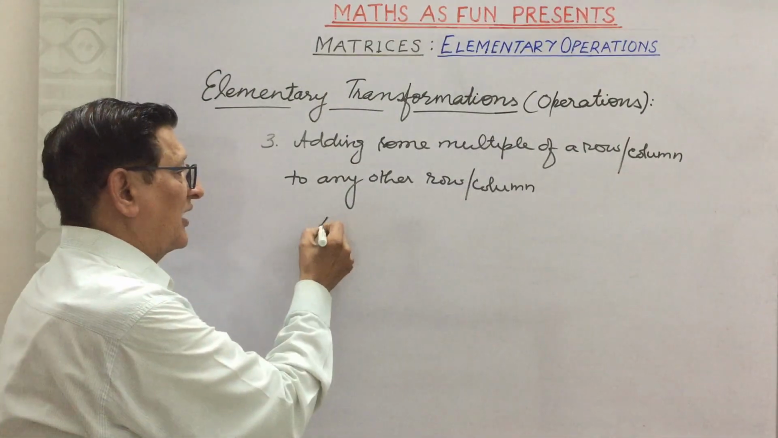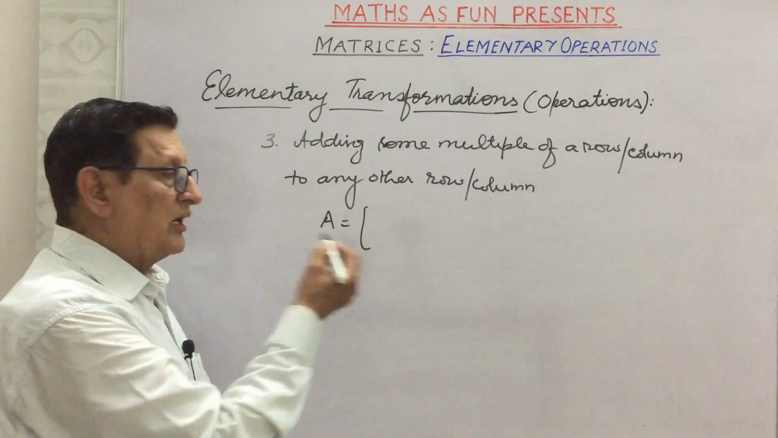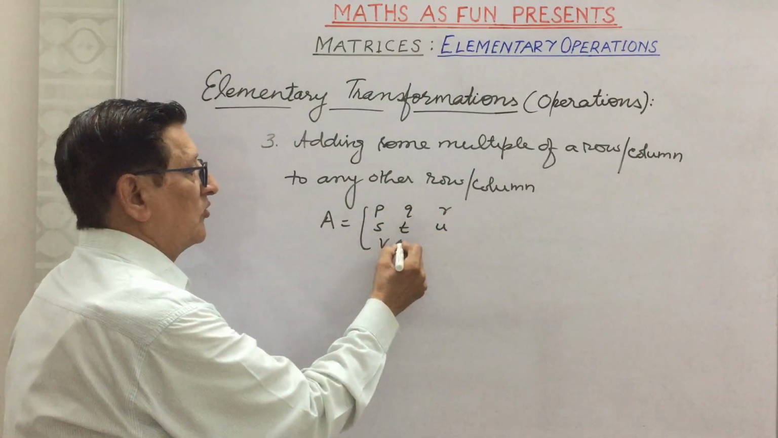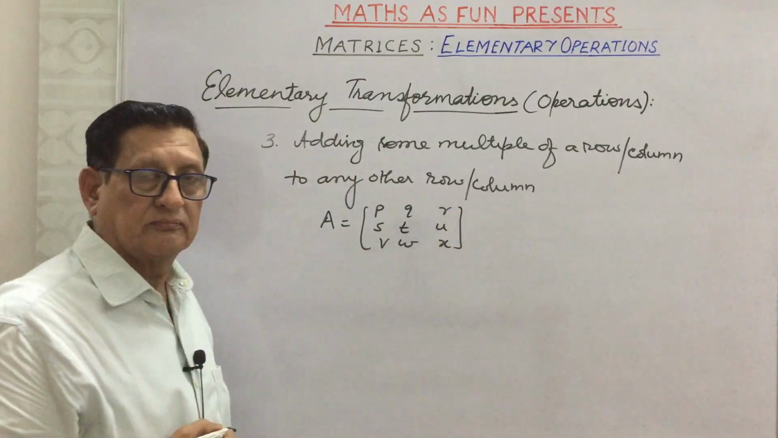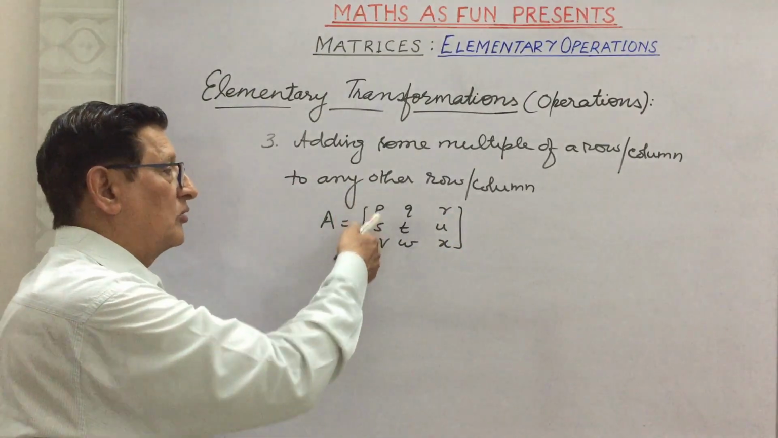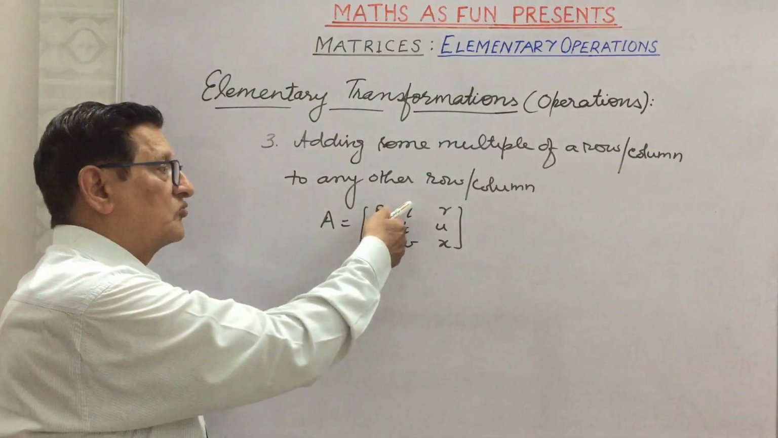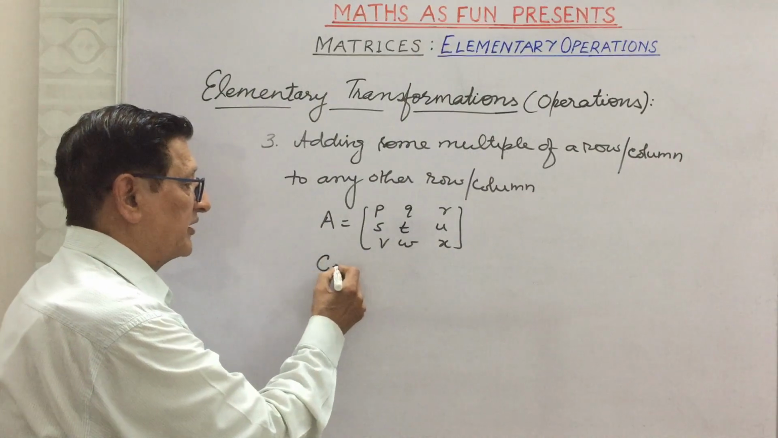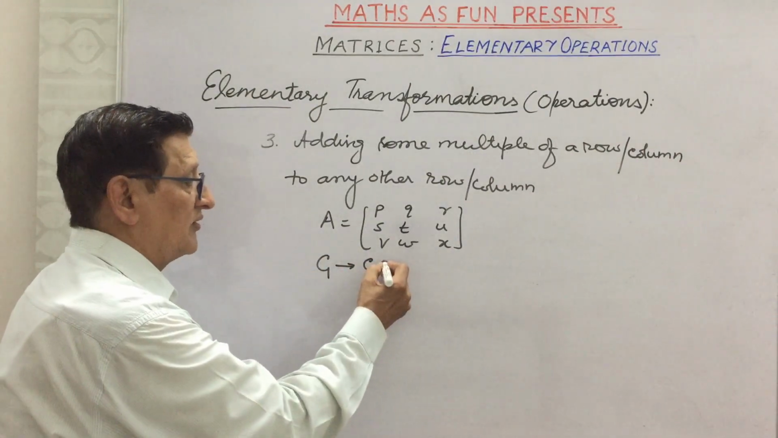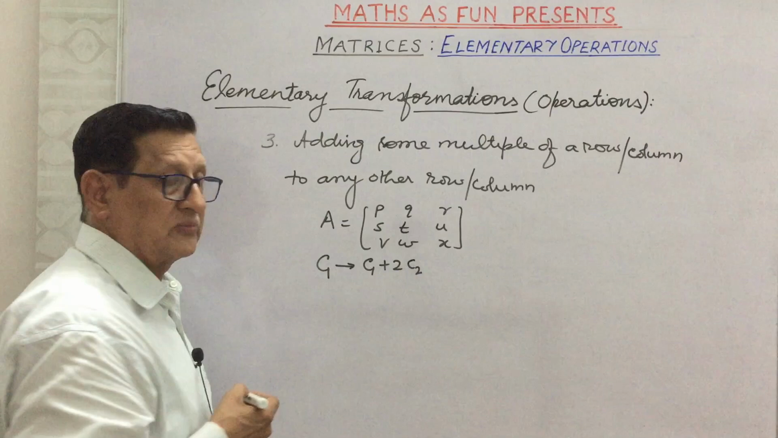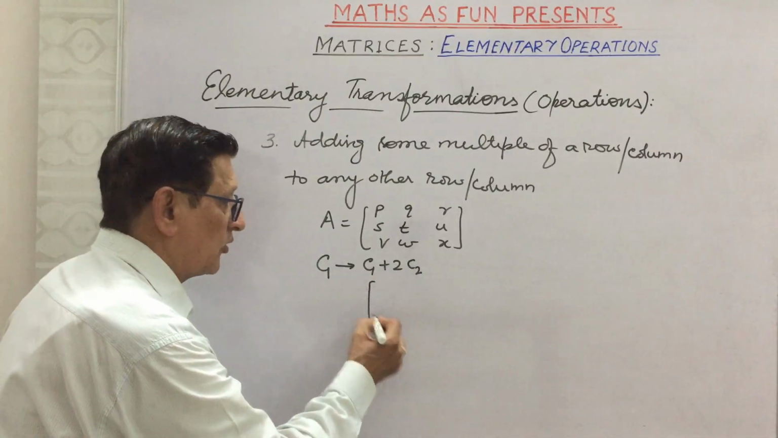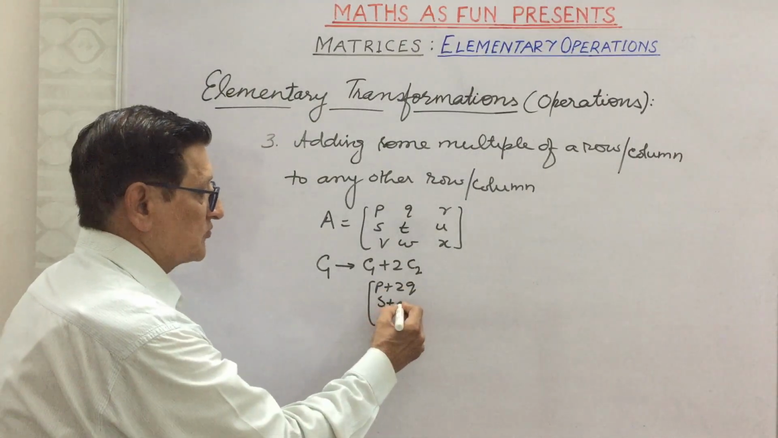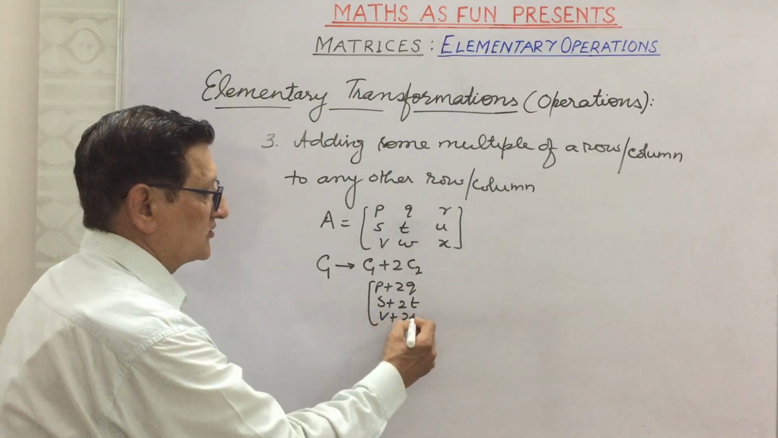To learn this, suppose we have a matrix A, the elements in this are P, Q, R, S, T, U, V, W, X. And we want to perform the operation in column 1. We want to add twice of column 2 in this. So we will represent it like this: operation in column 1, that is column 1 plus twice of column 2. And the matrix which we obtain after doing this will be P plus 2Q, S plus 2T, V plus 2W.